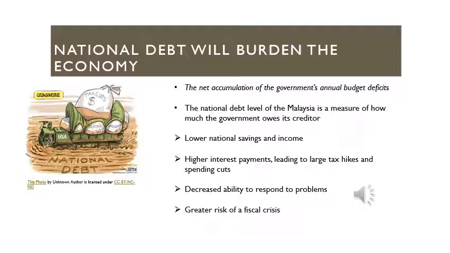Third, decreased ability to respond to problems. Governments often borrow to address unexpected events like war, financial crisis, and natural disaster. This is relatively easy to do when the federal debt is small. However, with a large and growing federal debt, government has fewer options available.